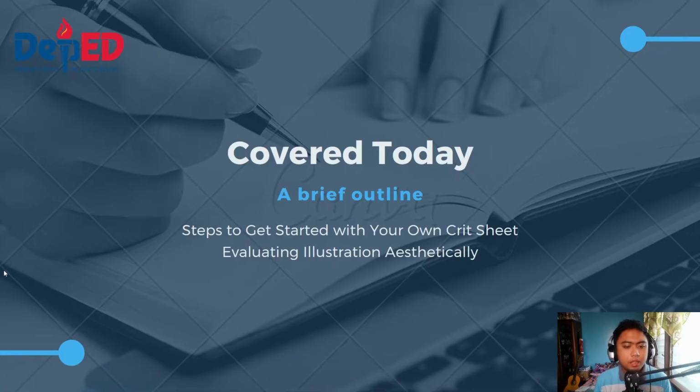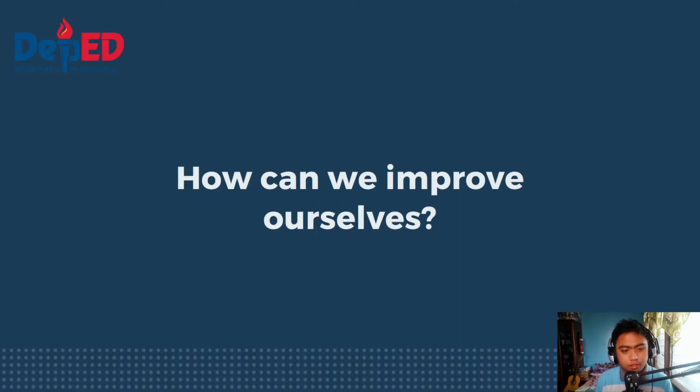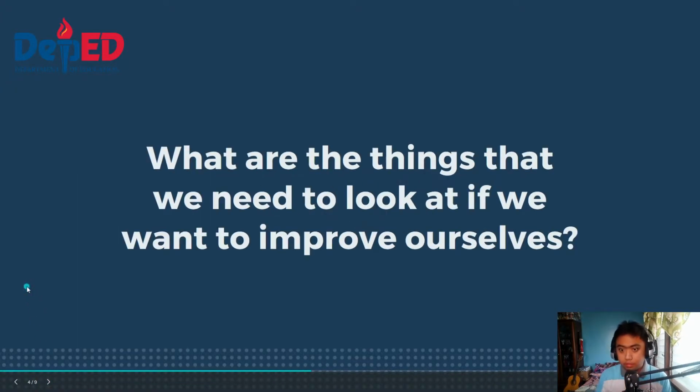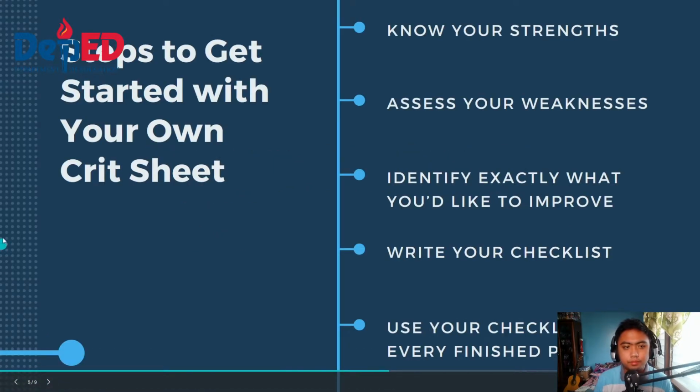For our outline, we'll have steps to get started with your own critic sheet and also evaluating illustration aesthetically. So, first, how can we improve ourselves? You may pause this video and write your answer in the comment section down below. What are the things that we need to look at if we want to improve ourselves? Again, you may pause this video and write your answer in the comment section down below.